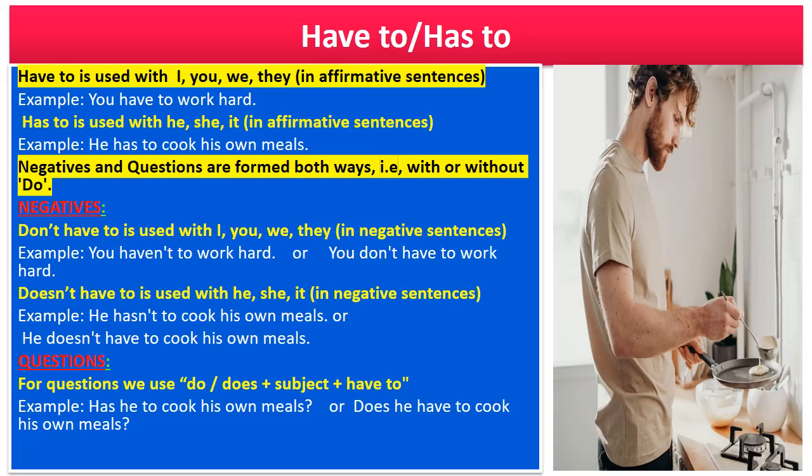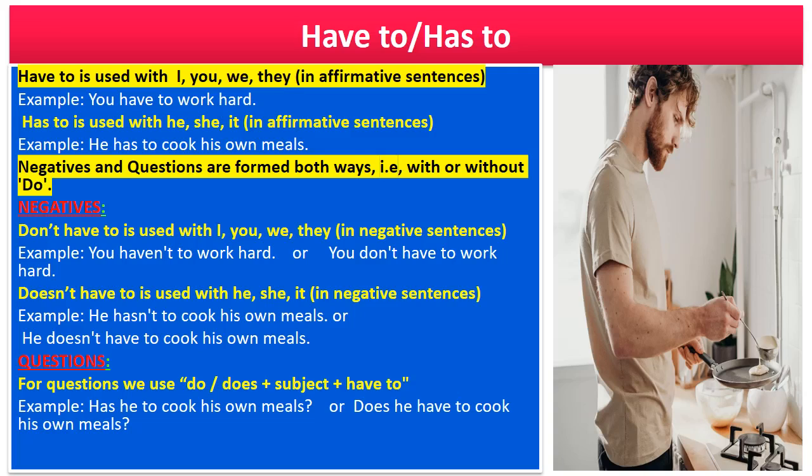Now let us see how to use has to and have to. Have to is used with I, you, we, they in affirmative sentences. For example, you have to work hard. आपको सख्त मेहनत करनी पड़ेगी. Has to is used with he, she, it in affirmative sentences. For example, he has to cook his own meals.